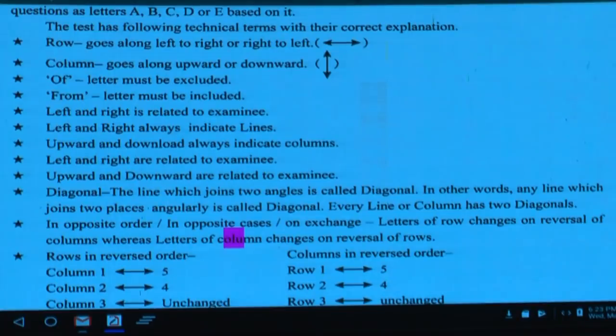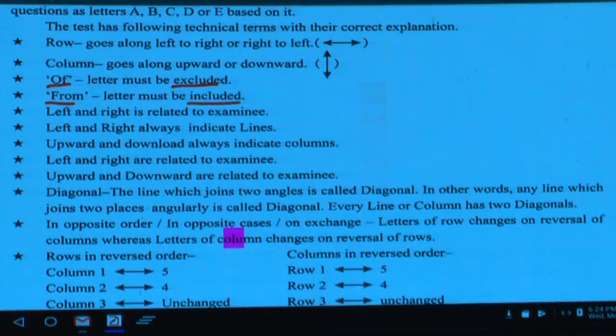Next one, off. What do you mean by the word off? Yesterday we had discussed that off. Off means whether that has to be included or excluded. Off means the letter must be excluded, and from means the letter must be included.